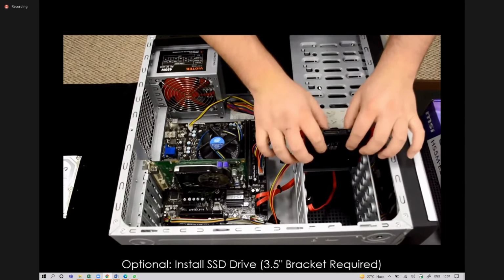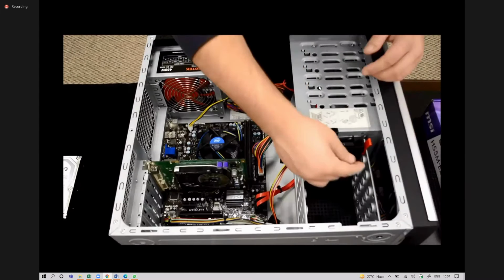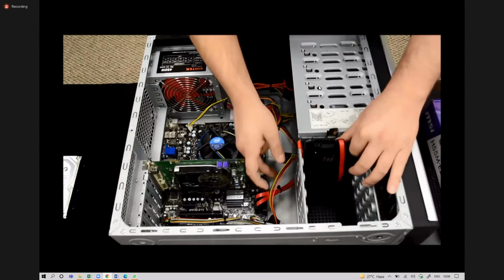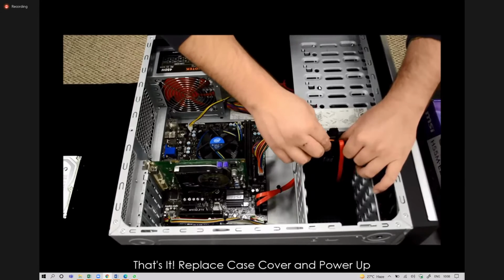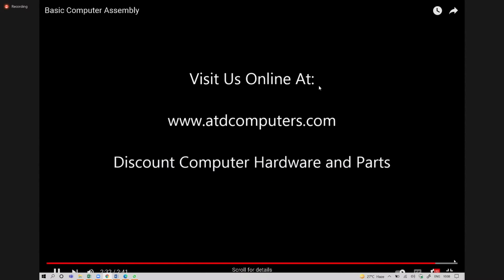This is an SSD, solid state drive. This solid state drive is also SATA oriented. The power connector is connected to that now. This is how the components of the computer look.